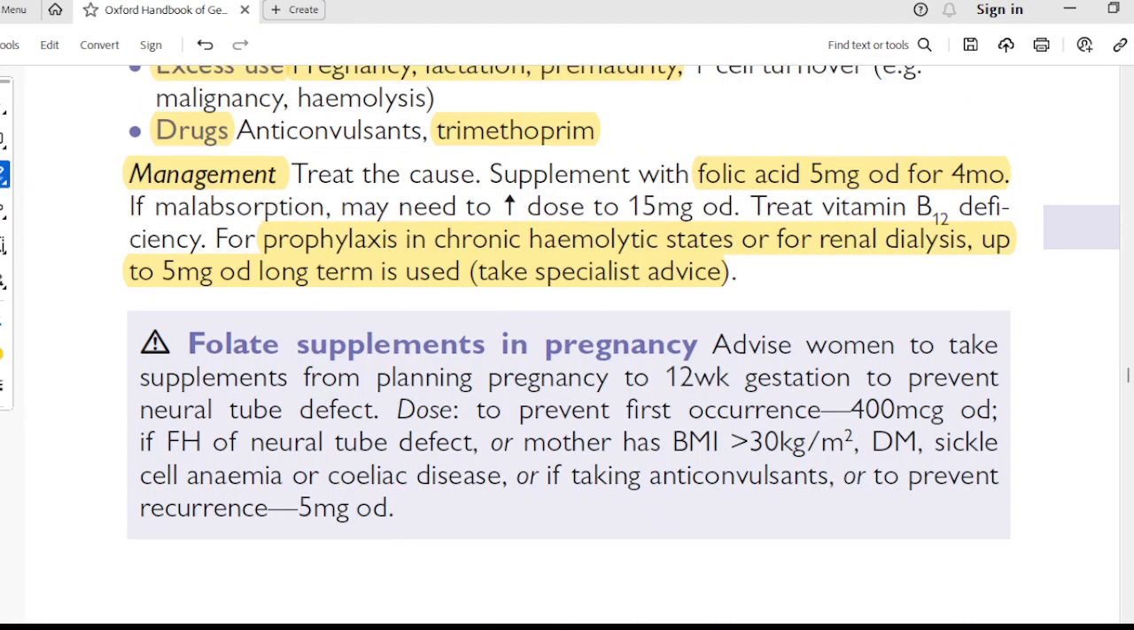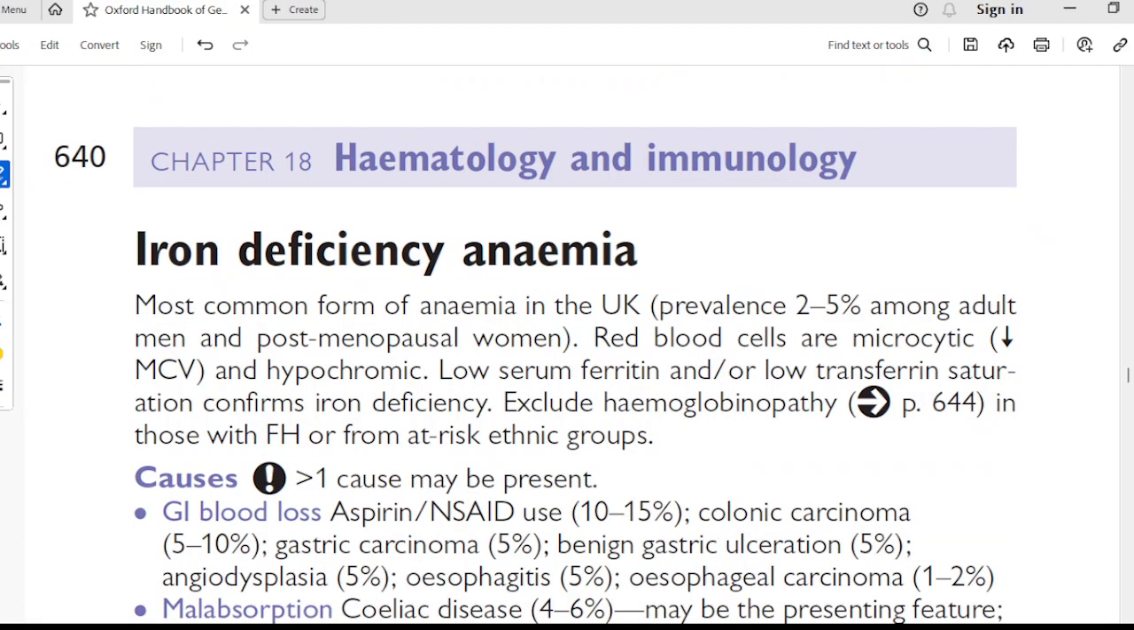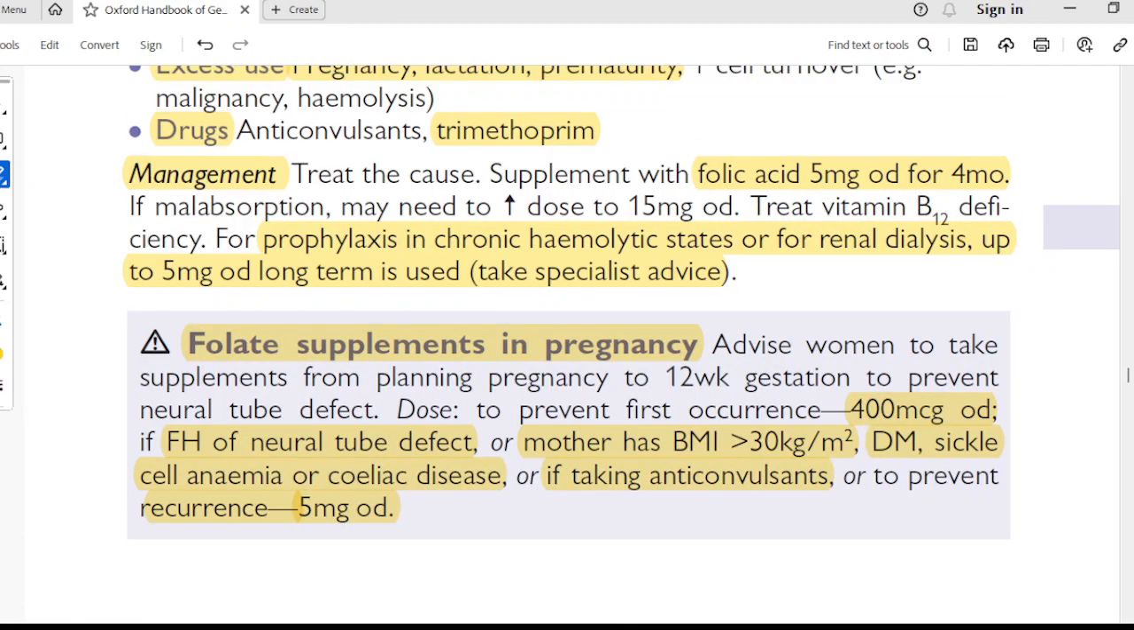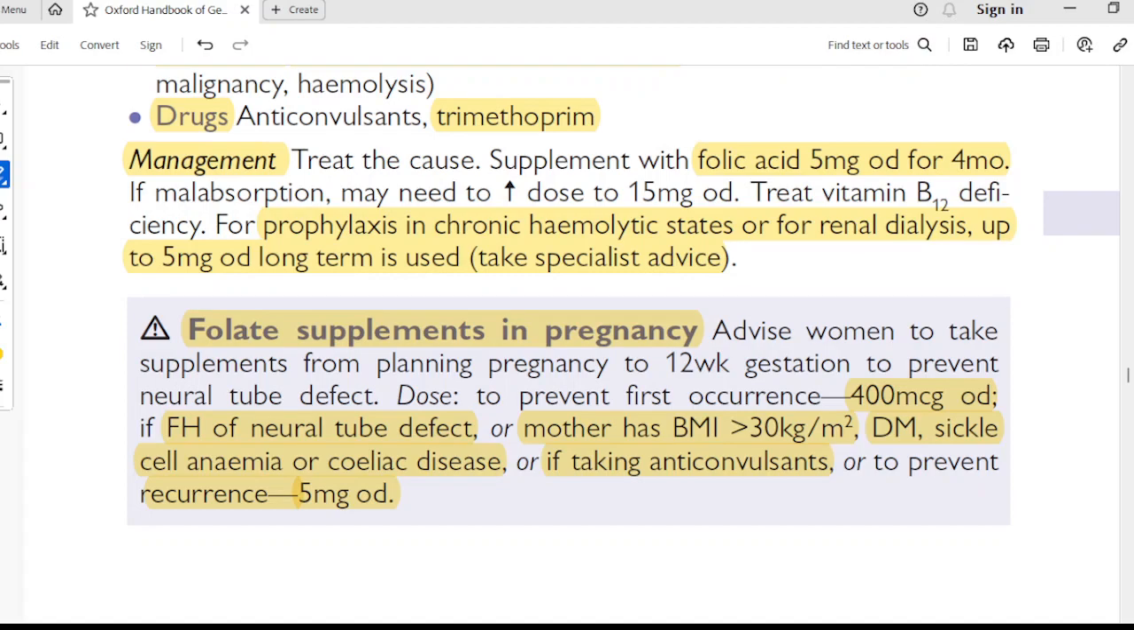Folate supplementation in pregnancy. Advise women to take supplements from planning pregnancy to 12 weeks of gestation to prevent neural tube defects. The dose to prevent first occurrence is 400 micrograms OD. If there is a family history of neural tube defects, or if the mother has a BMI more than 30, diabetes, sickle cell anemia or celiac disease, or is taking anticonvulsants, or to prevent recurrence in case there was a previous neural tube defect, then 5 milligrams OD from the time of planning pregnancy to 3 months after conception, that is 12 weeks of gestation.